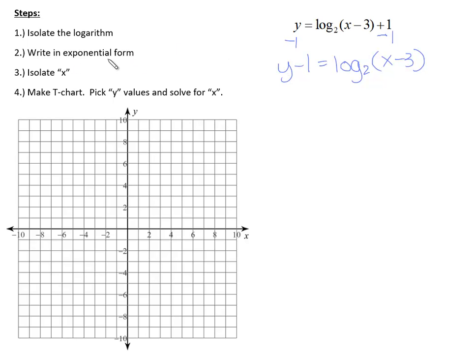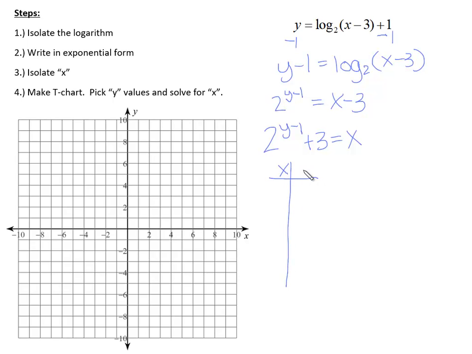Step 2 is we're going to write this in exponential form. And remember that the base of my logarithm is the base of my exponent. So it's 2. And then my exponent is what my logarithm is equal to. So y minus 1 is my exponent, equals the value or expression inside my logarithm, x minus 3. So we've written it in exponential form. Next, we're going to isolate x. So we're going to add 3 over to this side. So we have 2 to the y minus 1 power plus 3 is equal to x. And this is what we're going to use to generate the values in our t-chart.